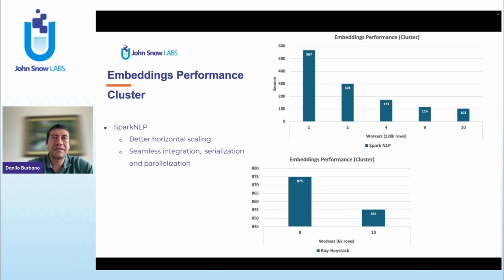So we observed significant improvements in horizontal scaling with Spark NLP. As the number of workers increases, the processing time decreases dramatically, showcasing better scalability. The graph illustrates the performance metrics for different numbers of workers, handling 120K rows. As we can see, Spark NLP excels in seamless integration, serialization, and parallelization, making it a robust solution for handling large-scale embedding tasks efficiently.